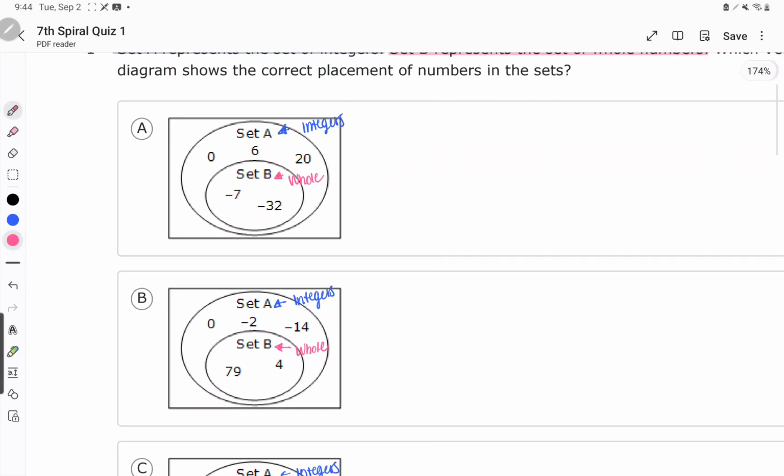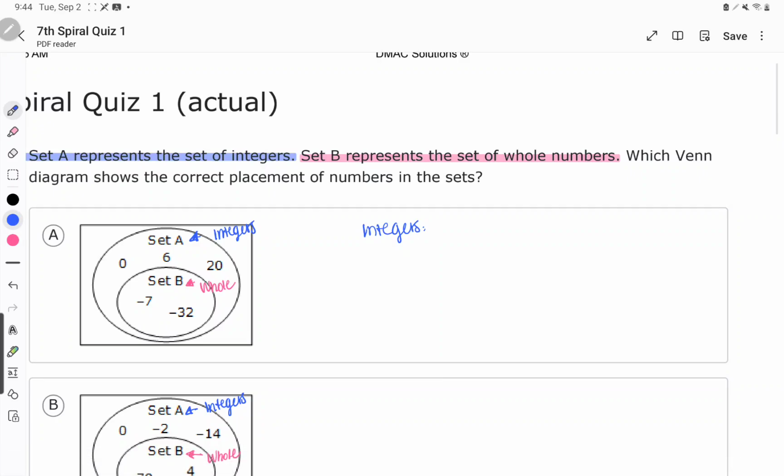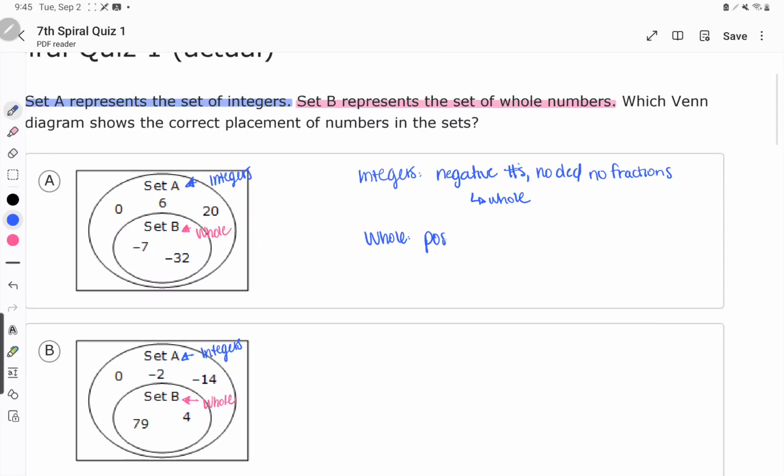Okay, then I need to define integers and I need to define whole numbers. Some examples of integers. Remember, integers are just your whole numbers, but it's the negative numbers. So your integers are your negative numbers. No decimals, no fractions. It also includes whole numbers. And then whole numbers are your positive numbers and 0, no decimals, no fractions.